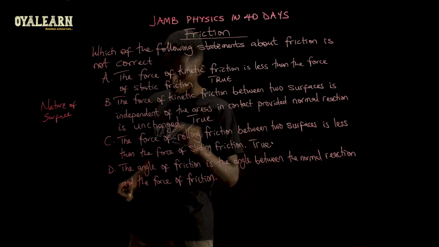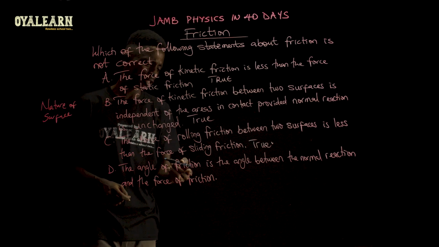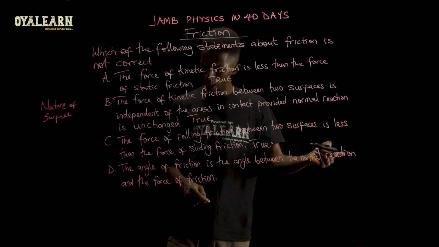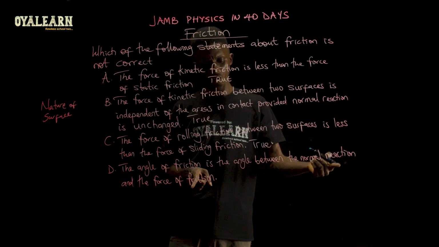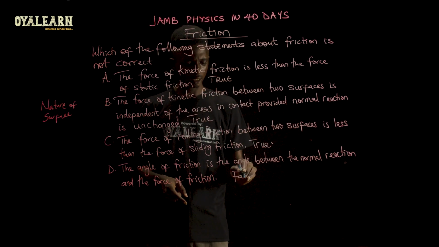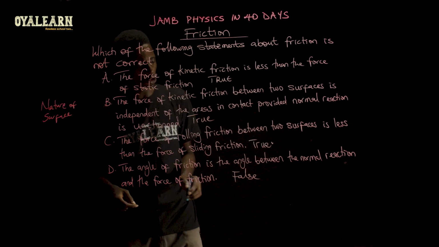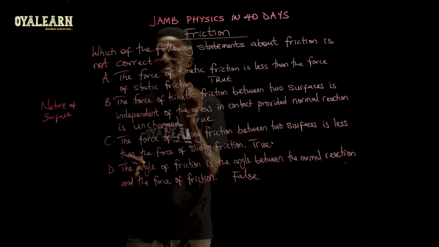This leaves us with just one more. Now, the angle of friction is the angle between the normal reaction and the force of friction. Now, this is false. This is false because the angle of friction is actually the angle between the resultant.